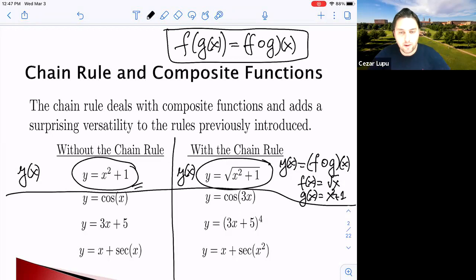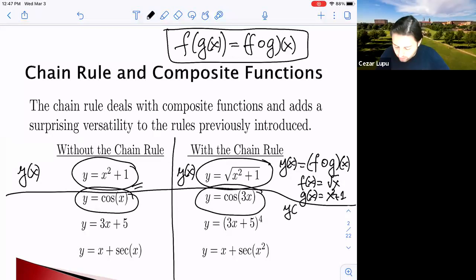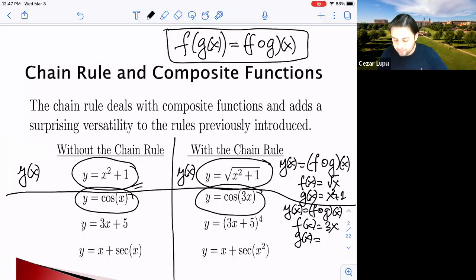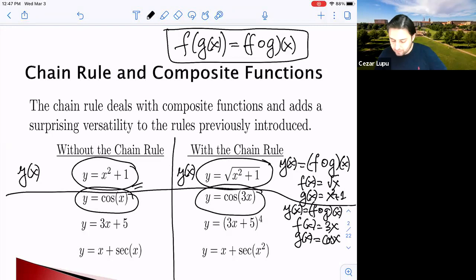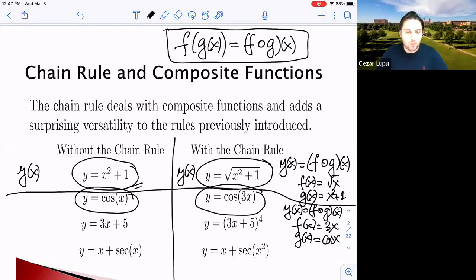Can you tell me the same thing about the second one? Is this guy here on the right the composition of something from the left? Yes. Tell me. So y of x will be what? f composed with g of x, and f of x will be what? 3x. Is 3x, and g of x is? Cosine x. Cosine x. Yes. Right? All right. And the same goes with the others.